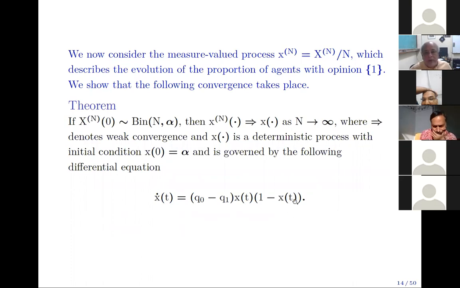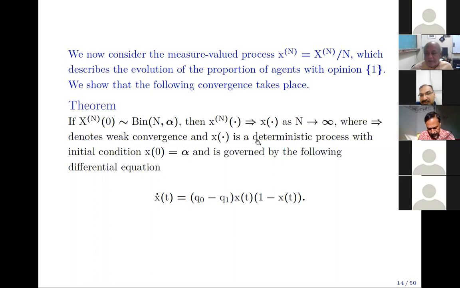So now we look at the proportion. So Xn over n is the proportion of people which has opinion 1. And because it's also a function of time, we are looking at the entire process as a function of time. So it's Xn in brackets t, a function of time. What we show is that if we start off with binomial n alpha, in other words, approximately n alpha people with opinion 1, then Xn at any time t converges weakly. In other words, the distribution of Xn t converges to that of X as n goes to infinity.